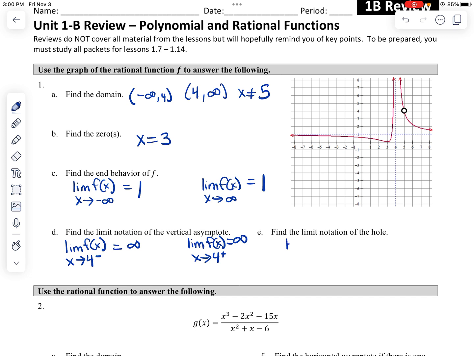And then our hole. So the limit of f of x as x goes to 5 from the left-hand side, and the limit of f of x as x goes to 5 from the right-hand side. Well, both sides, it doesn't matter where we're going to that height of 4.